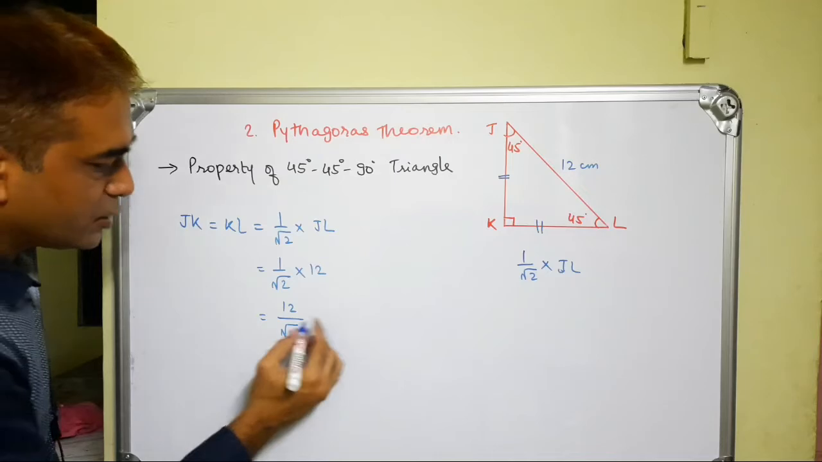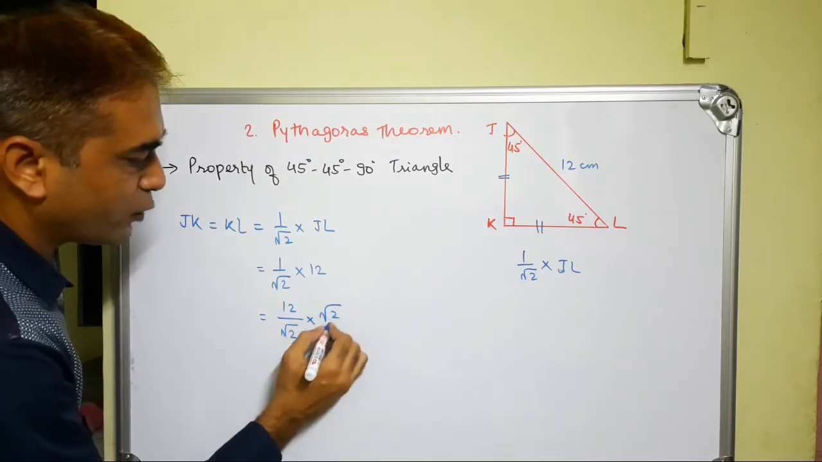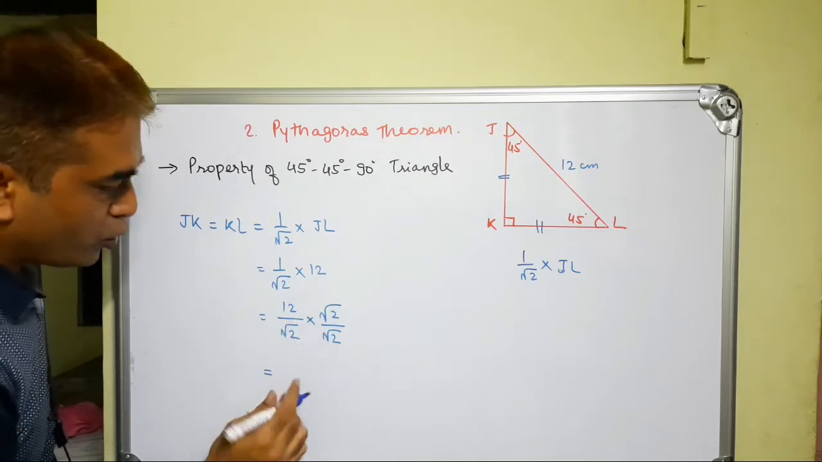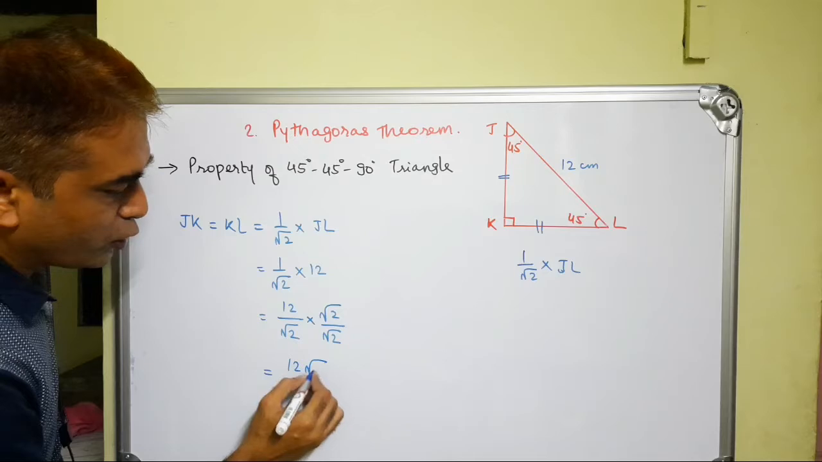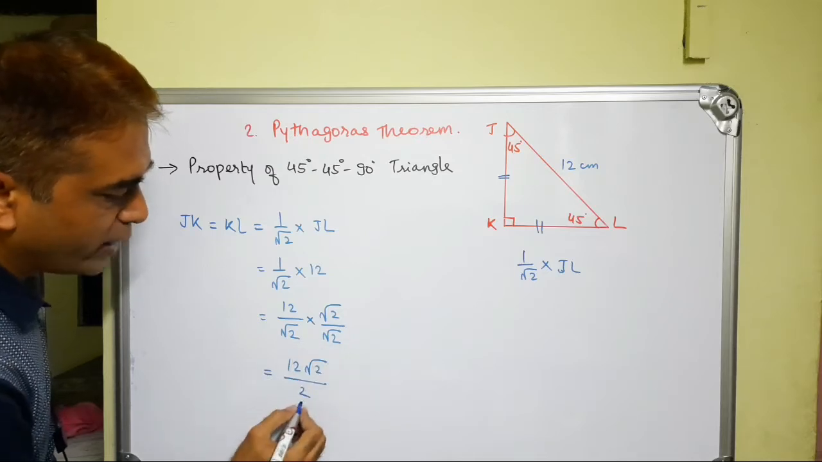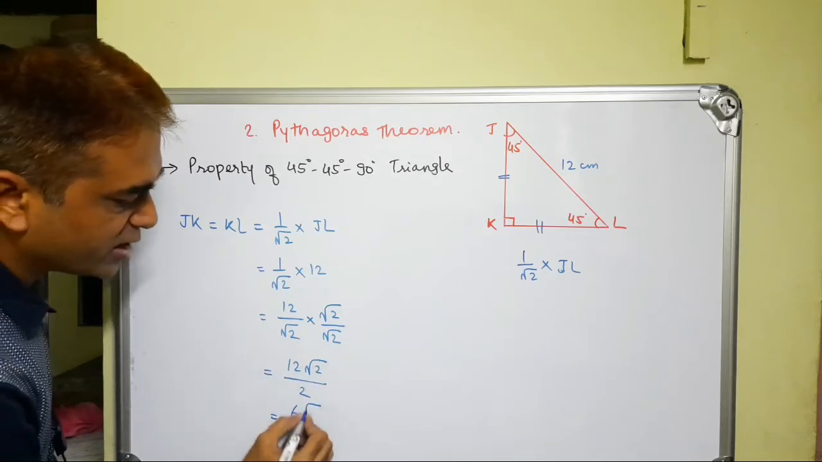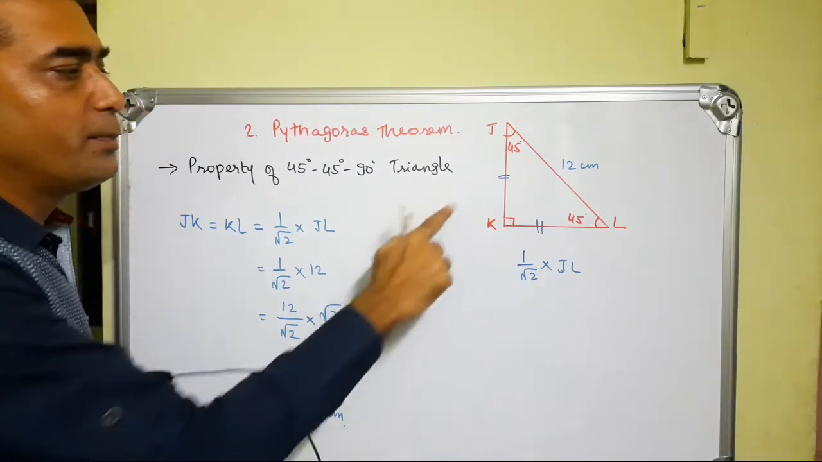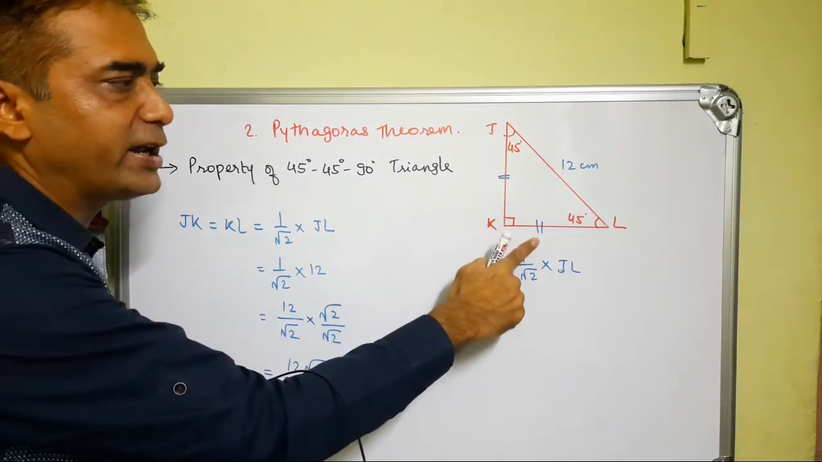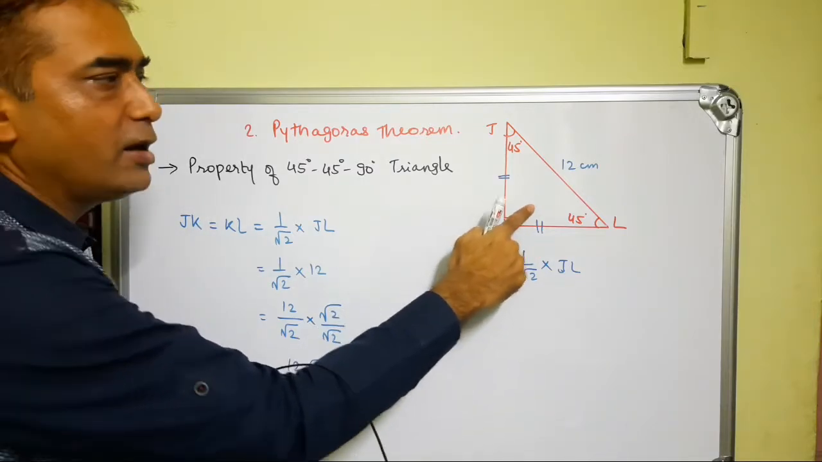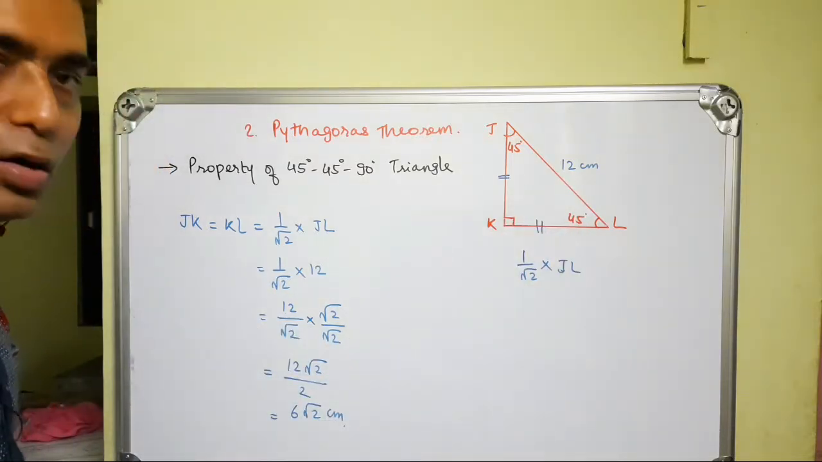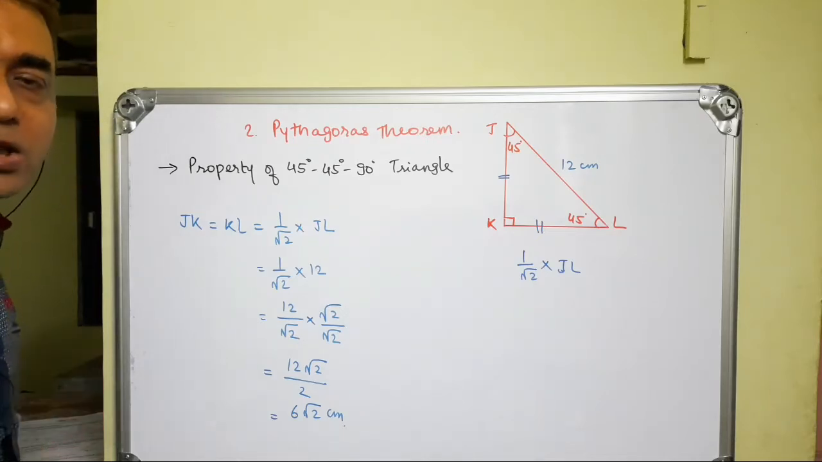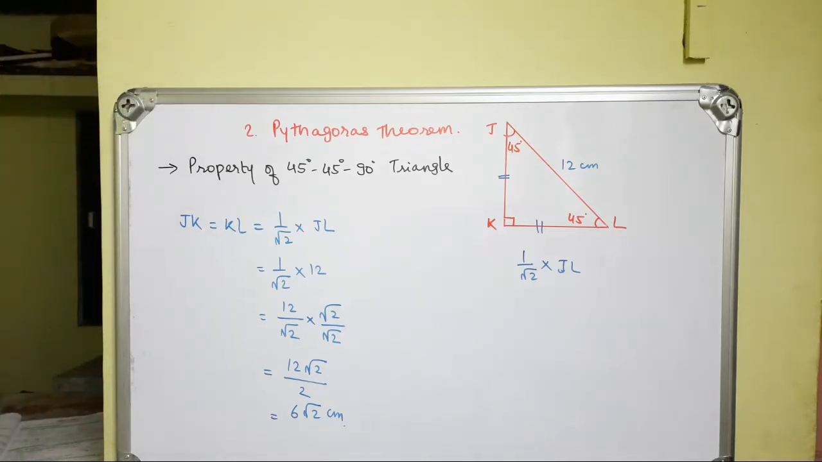If we rationalize this number, we will write root 2 into root 2, root 2 upon root 2. This will be 12 root 2 upon root 2 square is 2, and 2 goes into 12 six times, so this will be 6 root 2 centimeter. In this way we can find the perpendicular sides forming the right angle in the right angle triangle when the hypotenuse is given. Okay, now let's move to the next point, that is similarity in the right angle triangles.